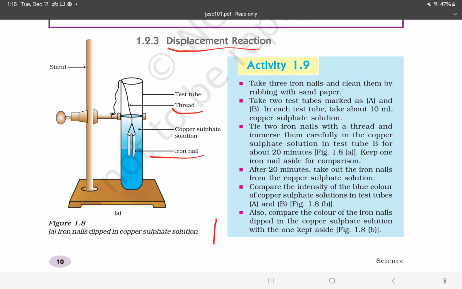So the procedure is given here in depth. After 20 minutes, take out the iron nails from the copper sulfate solution. Compare the intensity of the blue color of the copper sulfate. You can observe the copper sulfate solution is in a very nice blue color. So 20 minutes you need to observe this activity. Then you take out those nails, you observe the nails and you observe the solution also. So what you are going to observe, that you have to test now.